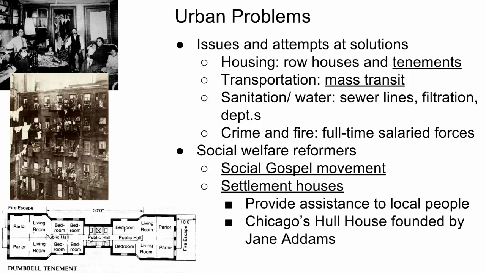There were private contractors called scavengers that were hired to sweep the streets and collect garbage and clean outhouses, but they often didn't do their jobs very well. By 1900, many cities had developed sewer lines and created sanitation departments, but the task of providing hygienic living conditions was an ongoing challenge. Finally, the problems of crime and fire.